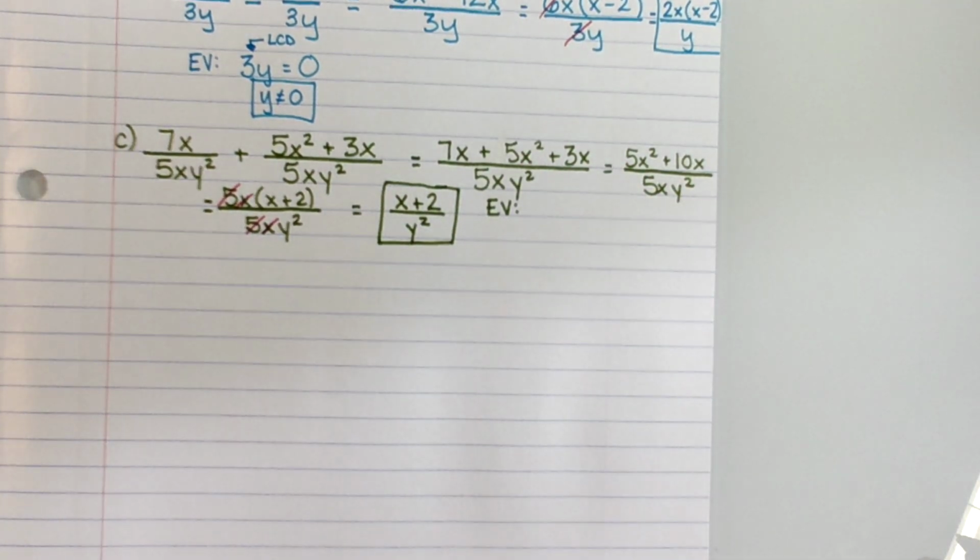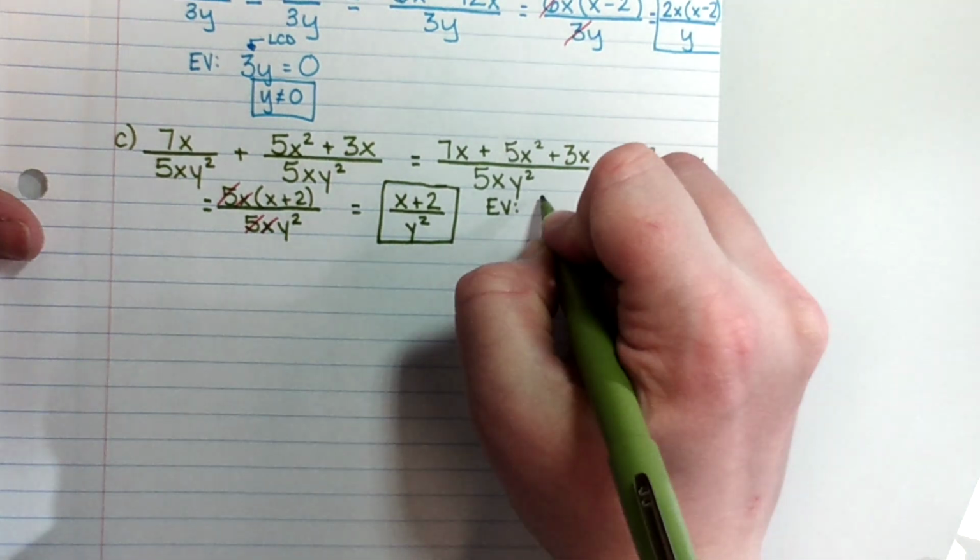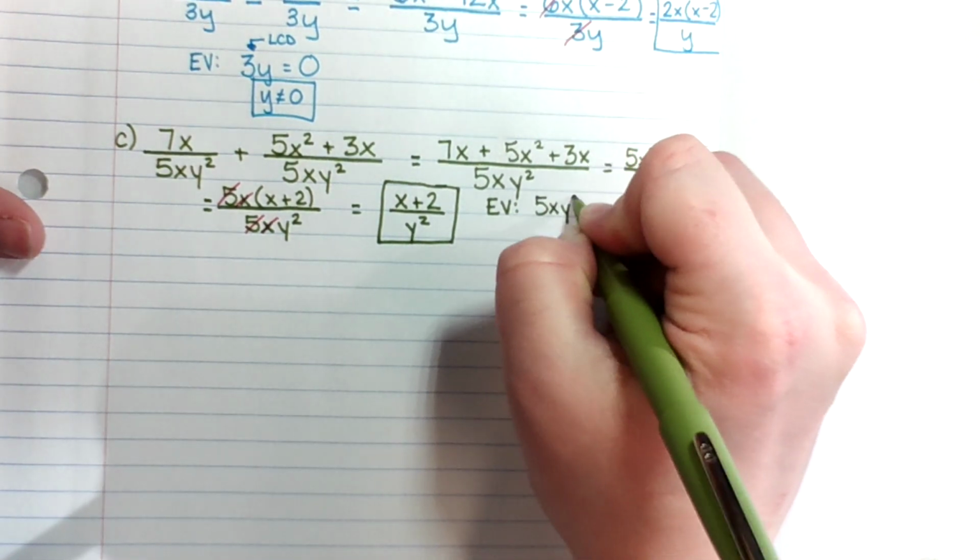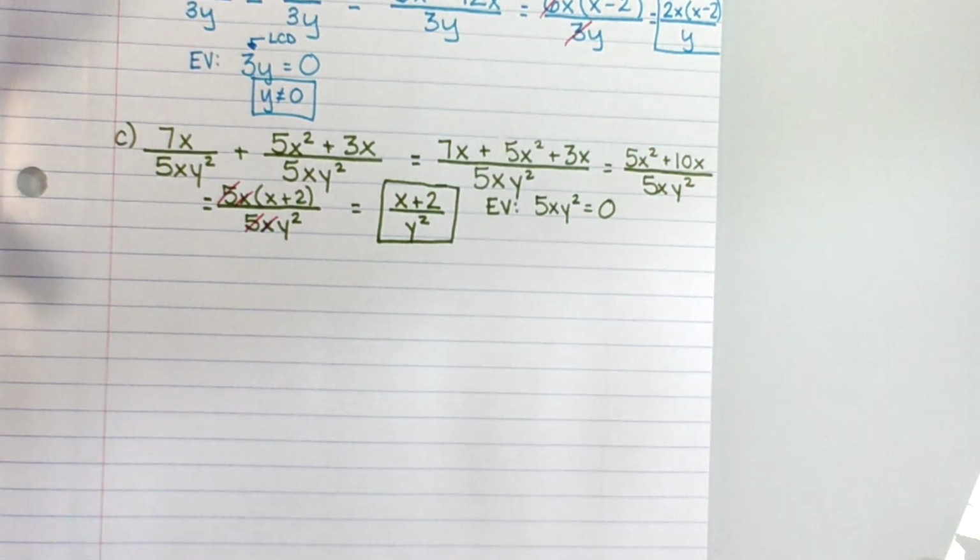Excluded values. Anything that ends up in the denominator is not allowed to be equal to 0. Anything. What are the things that are in the denominator? Where will I find them all together? The least common denominator that you didn't simplify. That will get you every single one.